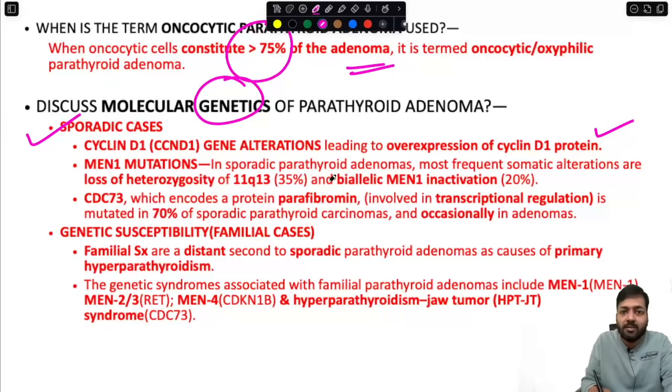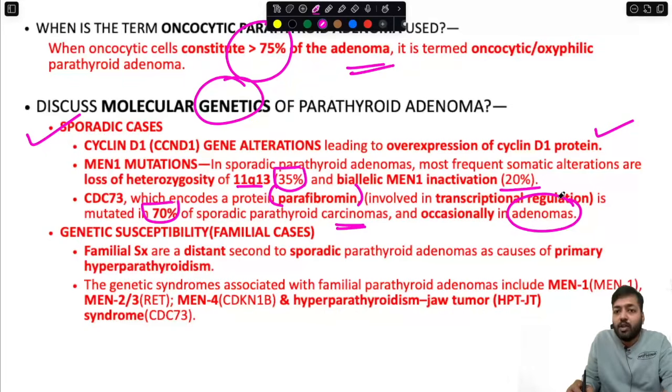MEN1 mutations, okay, in sporadic parathyroid adenomas, the most frequent somatic alterations are loss of heterozygosity of 11q13 seen in 35% of cases and biallelic MEN1 inactivation seen in 20% of the cases. CDC73, which encodes a protein, parafibromin, involved in transcriptional regulation, is mutated in 70% of parathyroid carcinomas, not in adenomas. So clearly CDC73 mutation basically affects sporadic parathyroid carcinomas and only very occasionally involves adenomas. Remember this point. Then comes the familial cases.